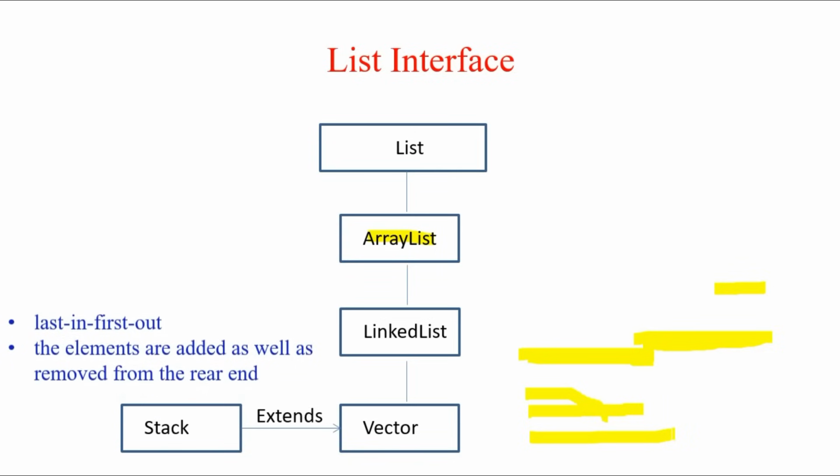Now the last one, stack. Like the queue we have seen previously, queue was first in first out, but the stack is last in first out. That is, elements are always added and removed from one end only, that is the rear end. So that was all about the list interface.